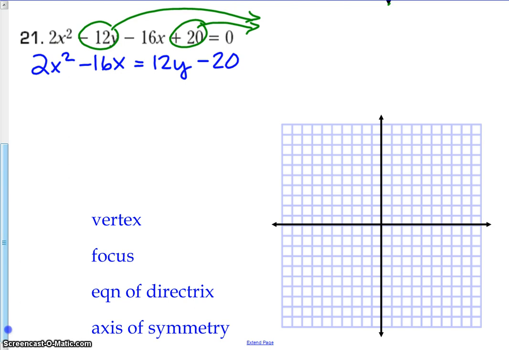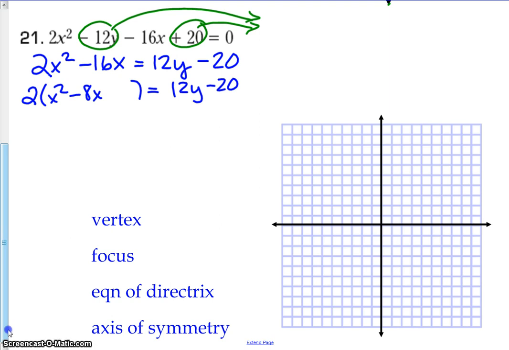So now, before I can do completing the square, I have to factor out this 2. So I'm going to factor out the 2, and I'd have left x squared minus 8x, and I'm going to leave a space. I'm not going to do anything yet with factoring over on this side. It's really about completing the square on the left side of my equation. So now I want to complete the square.